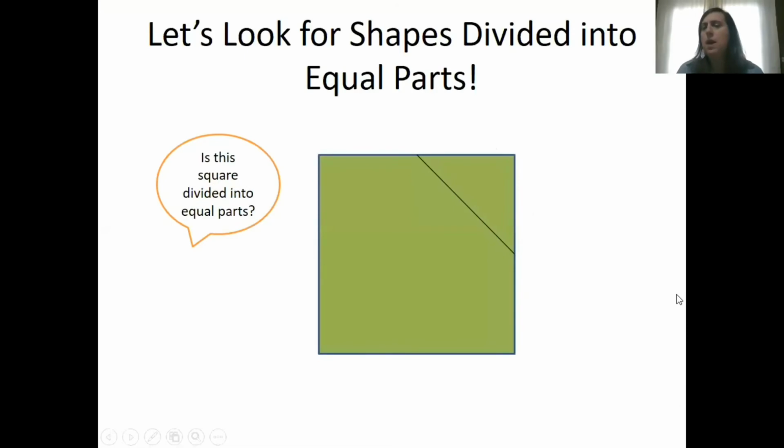Let's take a look at that square. What do you think about the square? Is that square divided into equal parts? Yes or no? No, that square is not divided into equal parts. You can see this part is much bigger than this part. So that could not be used for a fraction.